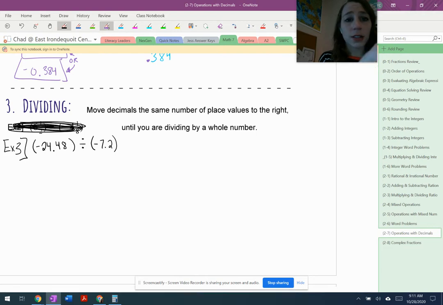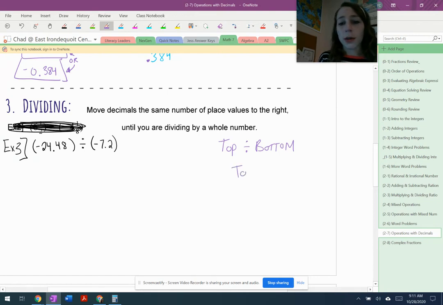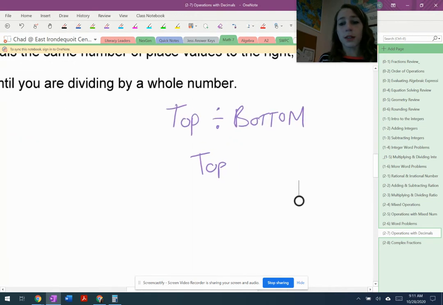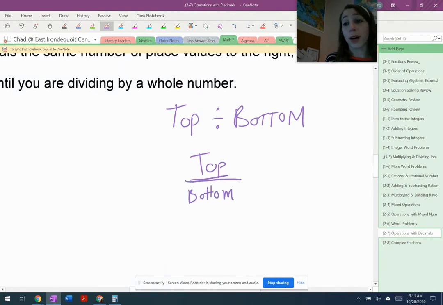That translates to the top divided by the bottom. And if you're talking about a fraction, it would be the top of your fraction over the bottom of your fraction, right? That's where I'm getting top and bottom from. Fraction bars mean division, just like the little oblique sign, that guy, that means division.